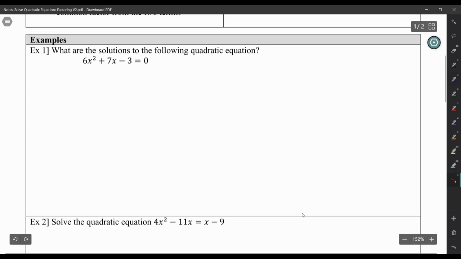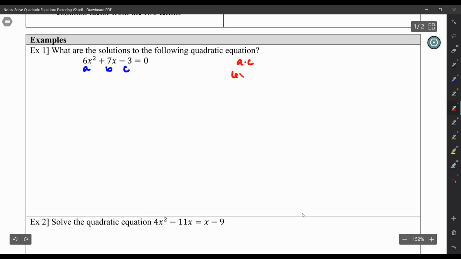So when you solve by factoring, you first have to make sure that it is in standard form, which is ax squared plus bx plus c, which in this case it is. My a is 6, my b is 7, and my c is -3. So we're going to create ourselves a little table. We're going to first multiply a and c together.